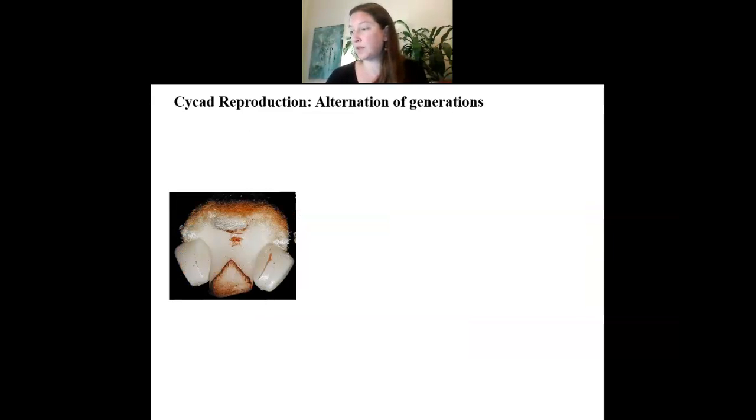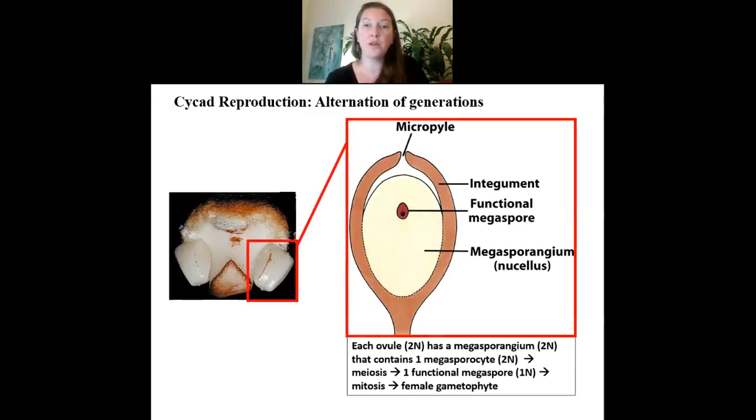Just so you know what's inside, we're going to look at one ovule here. This is a drawing of it blown up. Remember, if I don't mention a term on this slide, you don't need to know it. I'm just going to mention what you do need to know.